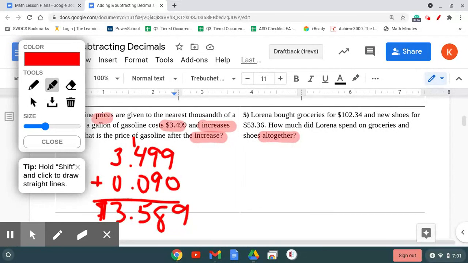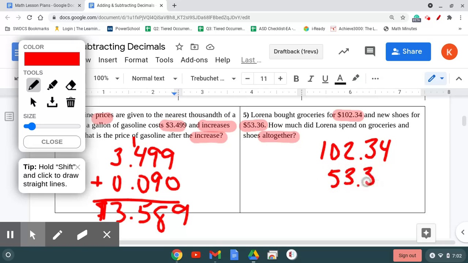Also, it's important to know what numbers we are going to be adding. So let's highlight our numbers. First she bought groceries for $102.34. Then she went and bought new shoes that cost $53.36. So those are the numbers we're going to be using to solve this story problem. I'm going to write down $102.34. And she bought some shoes for $53.36. Make sure we add those, line up those decimals, and then go ahead and add.